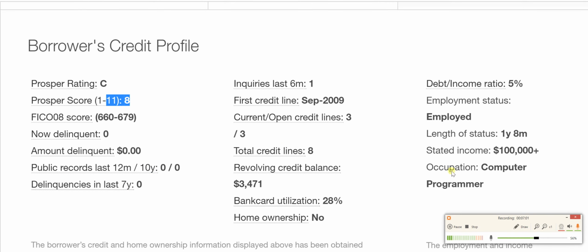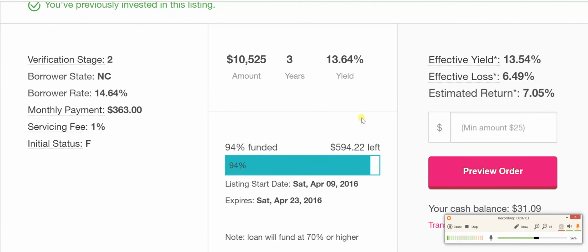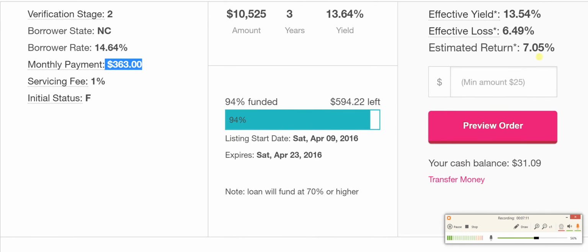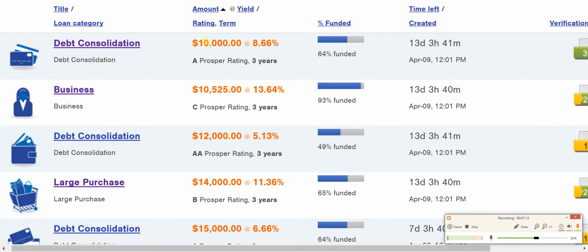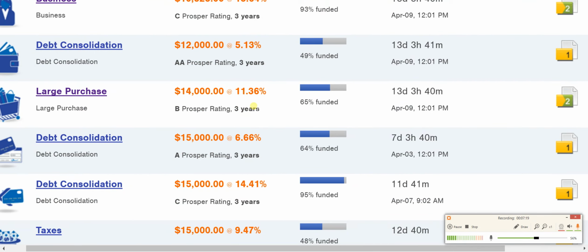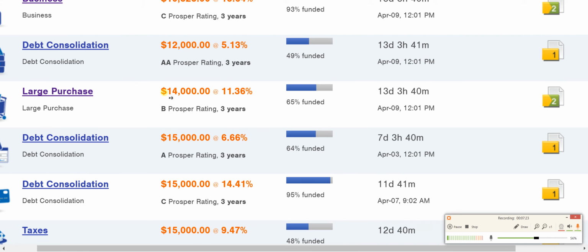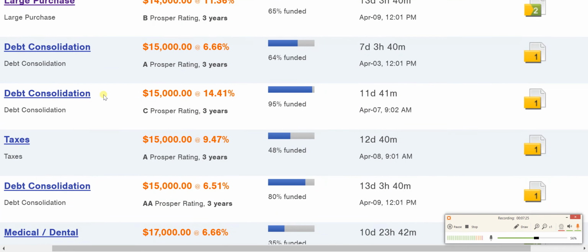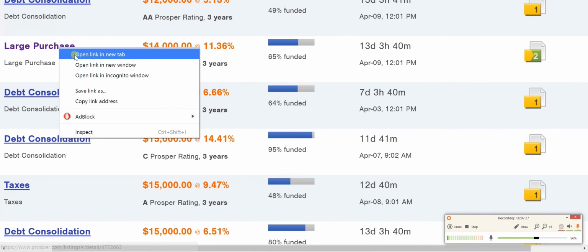If what is stated here is true, I can foresee them paying this amount. Even if not, it's not a huge monthly payment, so they should probably be able to pull that together. So I liked it, so I invested in this. Okay, and then going down, there's a 1, ignore it. Debt consolidation, ignore it. A large purchase of $14,000 at 11.36%. I don't know, is that the other one I kind of liked?